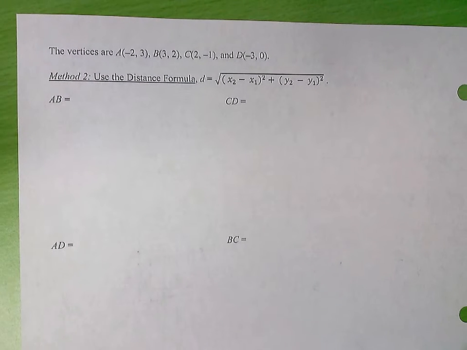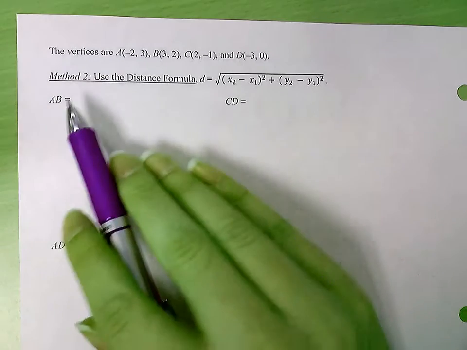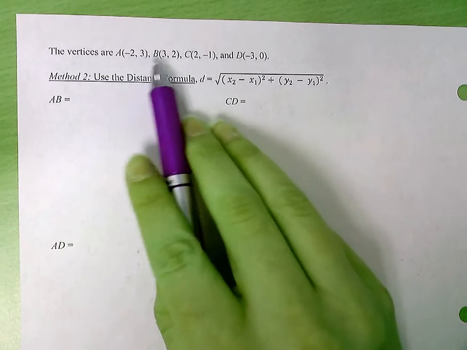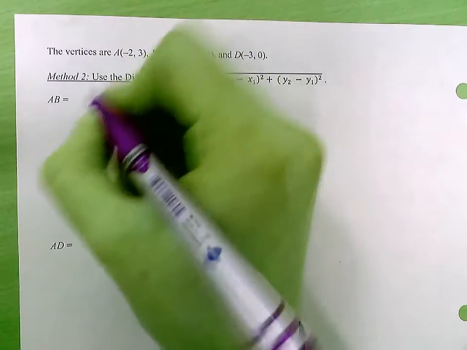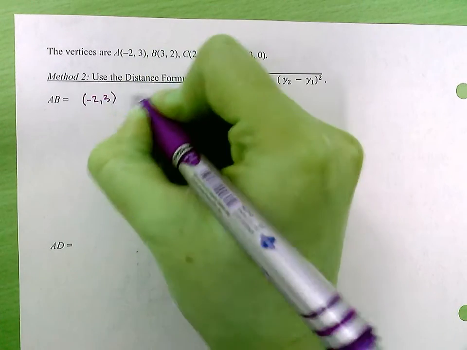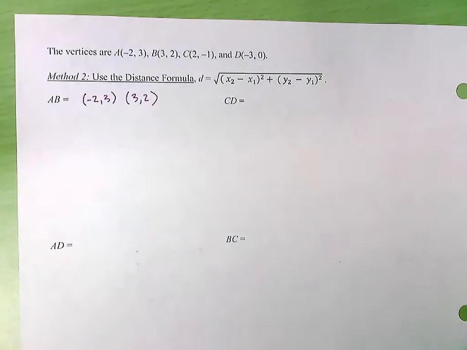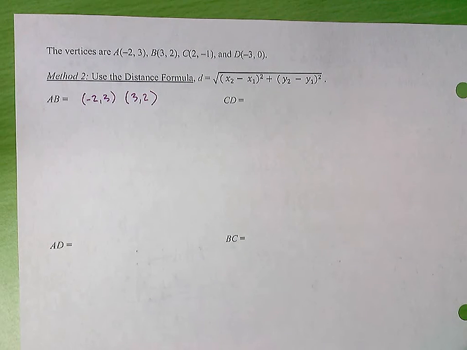All right, on the back, we're going to use the distance formula. Okay, so when using the distance formula, again, we want to do opposite sides in our quadrilateral, and we want to see if they are the same. So for AB, I'm using these 2 points here, okay, so I'm using -2, 3, and 3, 2. Okay, I'm just going to write those next to that segment just so I know those are the ones I'm using.